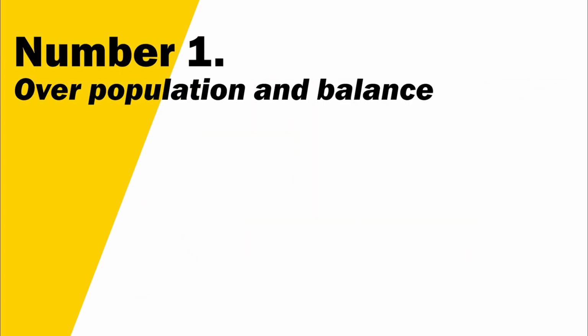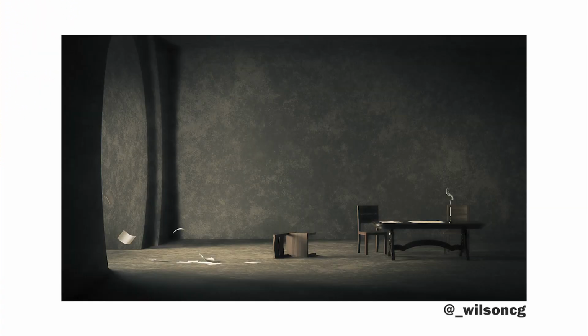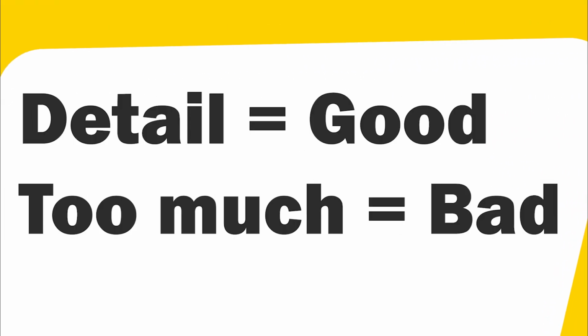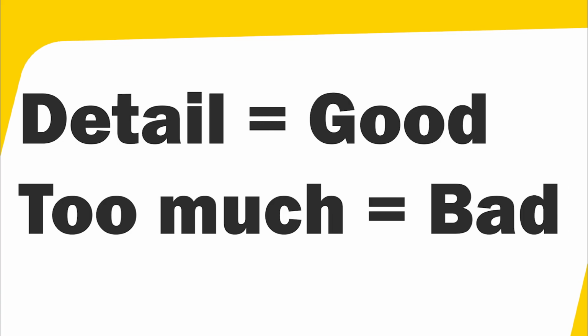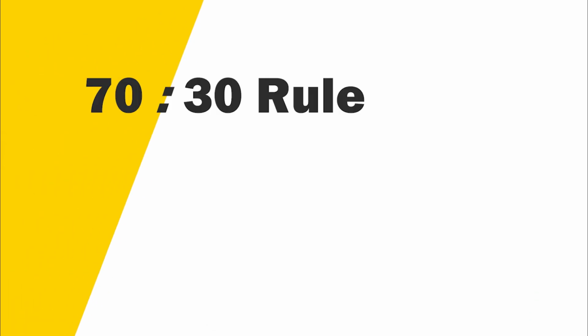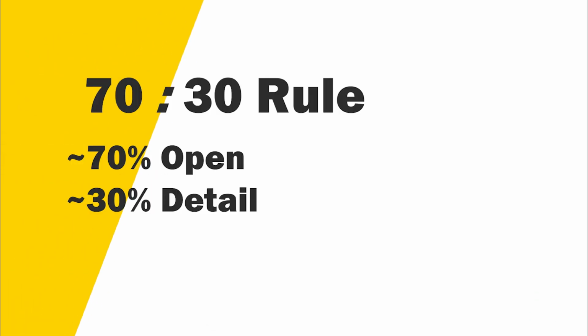Number 1. Overpopulated scenes and working with balance. A key thing to keep in mind when you're making a piece of artwork is how busy and how noisy your scene is. Detail is great, but too much detail and your work looks overpopulated and can lack focus. A very common way of expressing this is something called the 70-30 rule. Let 70% of your piece be free space to let your eye rest, and 30% be focusable detail.